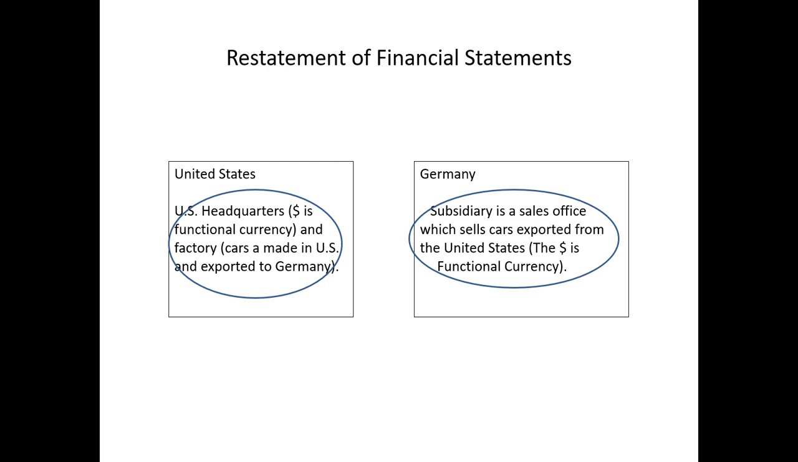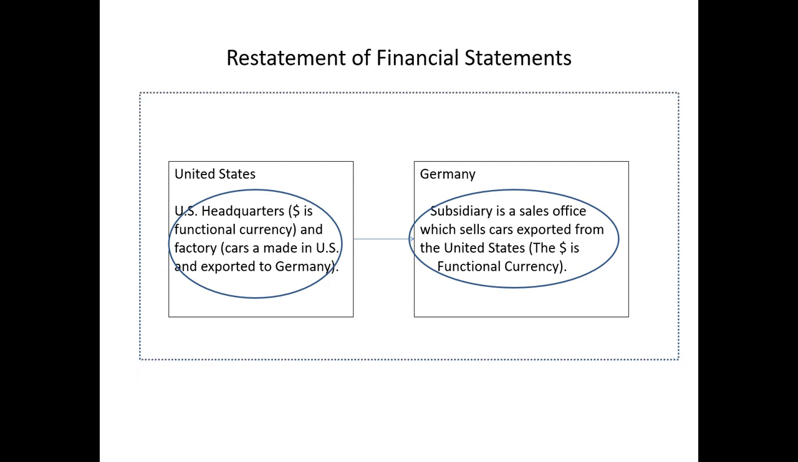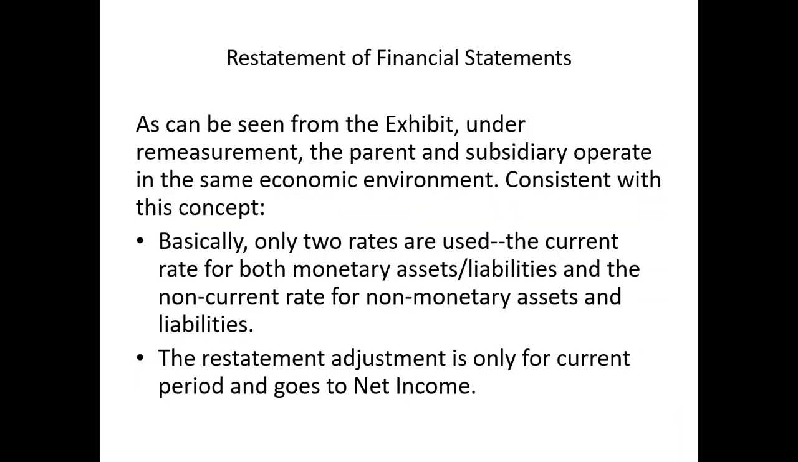So the situation is different here when you have a headquarters in one country which makes things and exports to other countries, and it has a sales office which is a subsidiary. The sales office's functional currency is really the same as that of the headquarters, which makes the product and exports it. That's why I'm putting this arrow here. They're in a sense working in the same economic environment, and that's why I'm putting a big block around the whole thing right there. Under this situation, the parent and the subsidiary, in a sense, operate in the same economic environment. This calls for remeasurement.